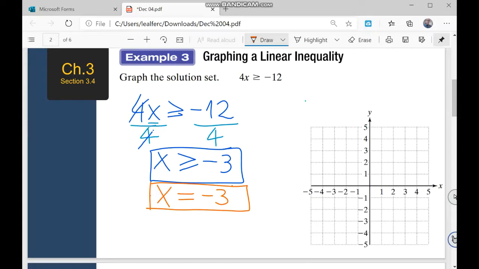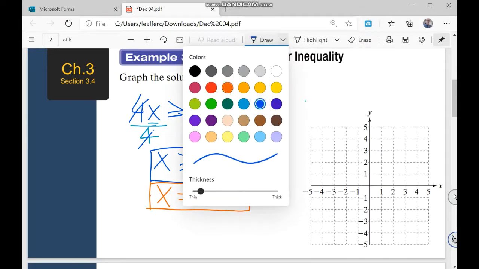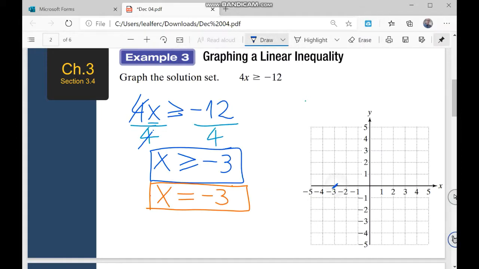How do we graph it? Well, come here to the coordinate system. Find x equals negative 3 on the x-axis. Is this point here, right? Negative 3. And this is a special situation because this graph is going to be a vertical line. You have here a vertical line.